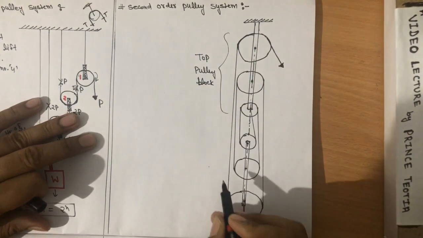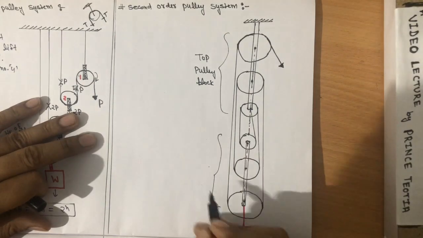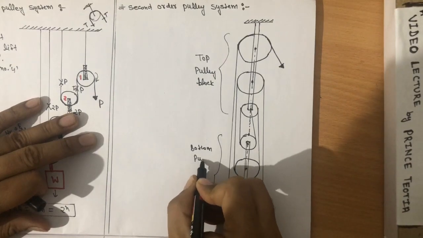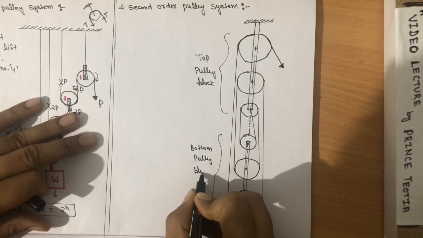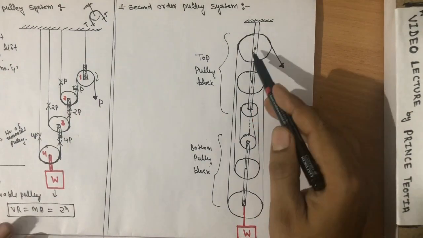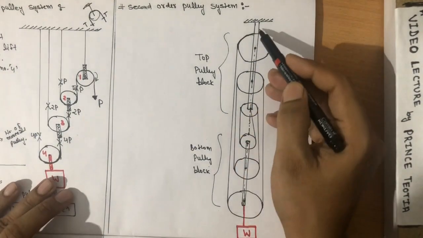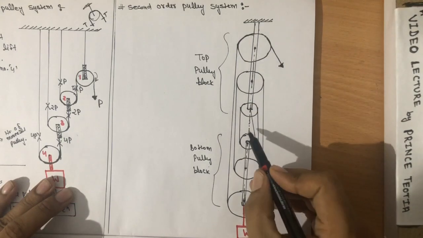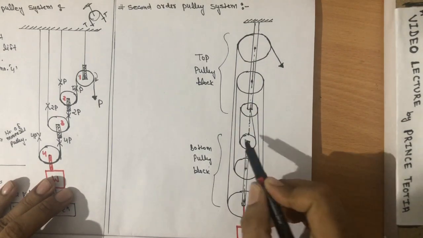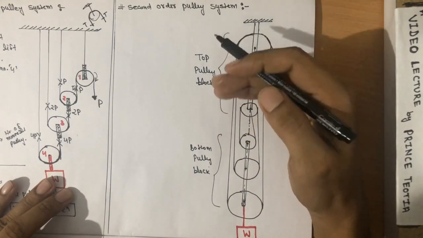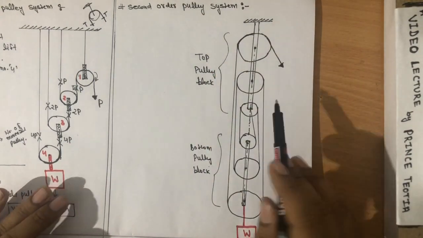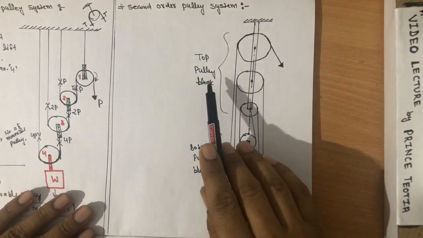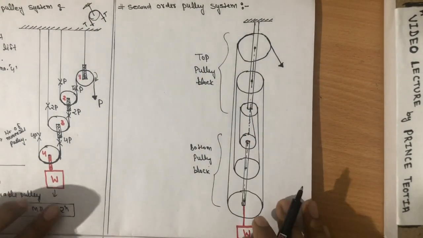Block, and this is the bottom pulley block. These three pulleys are connected with this rod, and these are connected with this rod. So this is the upper top block and this is the bottom block. The number of pulleys may increase or decrease, but the system will be like that, with a top and bottom block.